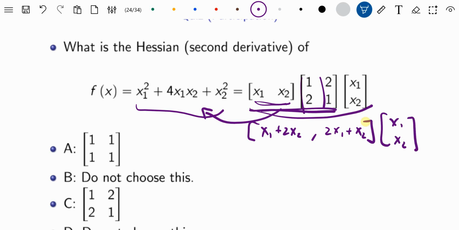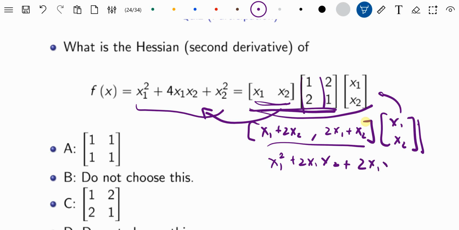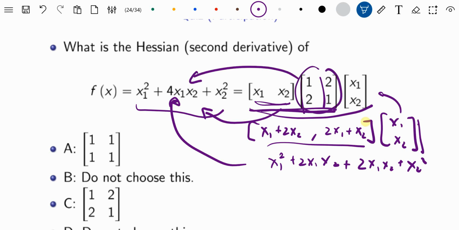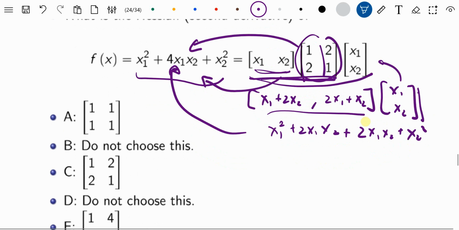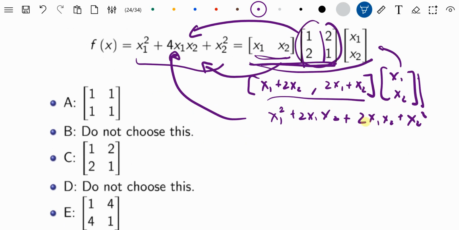And then you multiply it the second time by this, the row multiplied by the column and element by element. So x1 squared plus 2x1 x2 plus 2x1 x2 plus x2 squared. So this is basically that. So if I give you this form, you know that it's essentially some function like this. And then the next thing to do is compute the second derivative.